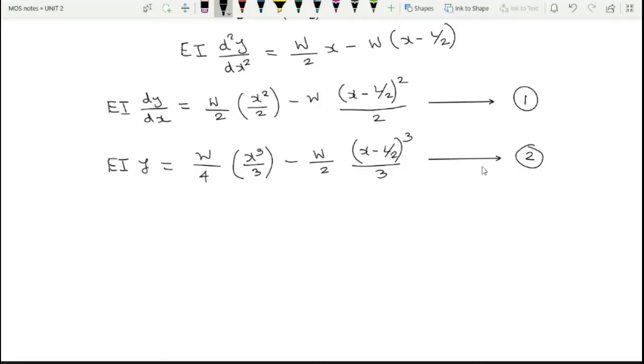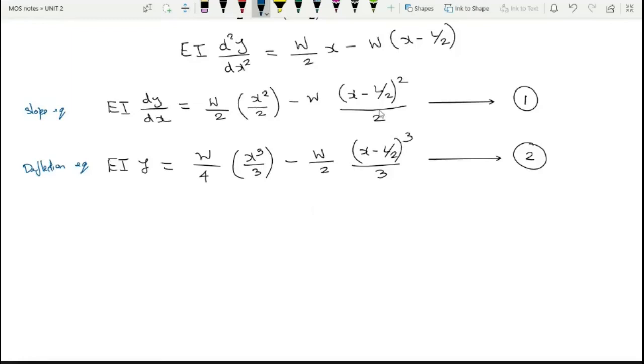So I got two equations now. One is related with your slope and the other is related with your deflection. This is my slope equation, and this is your deflection equation. Now I have to apply my boundary conditions.